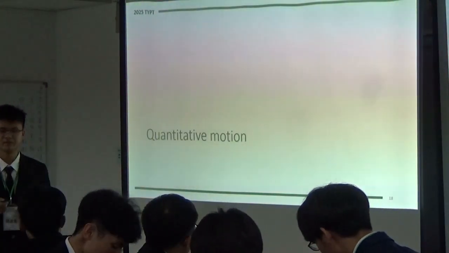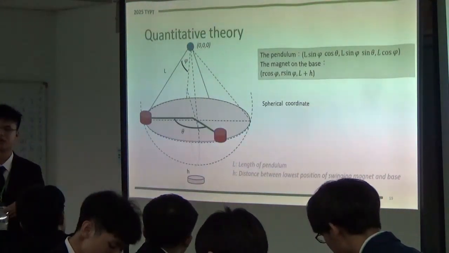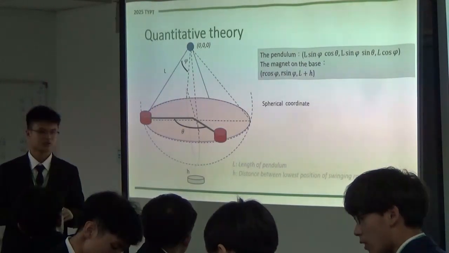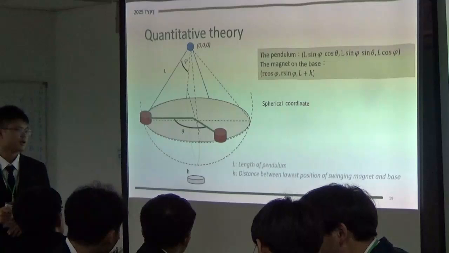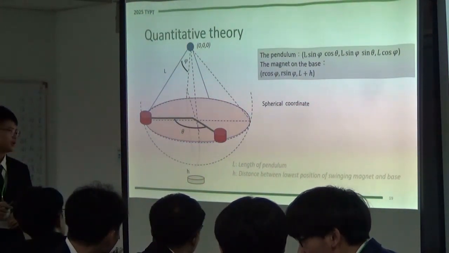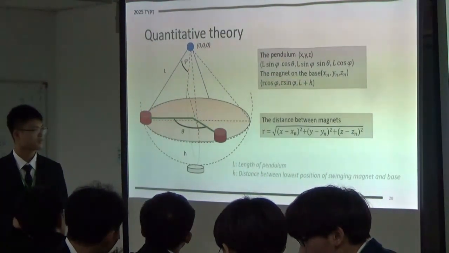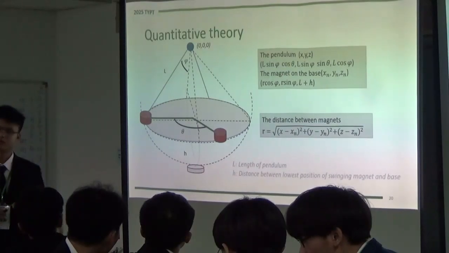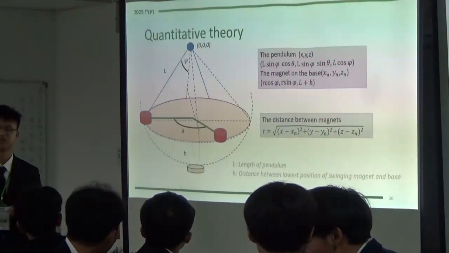Then there is the quantitative motion. For quantitative motion, I assume several things. First, L represents the length of the pendulum, and H represents the distance between the lowest position of the pendulum and the magnets on the base. By using both, I can estimate the distance between these two magnets, shown as R.